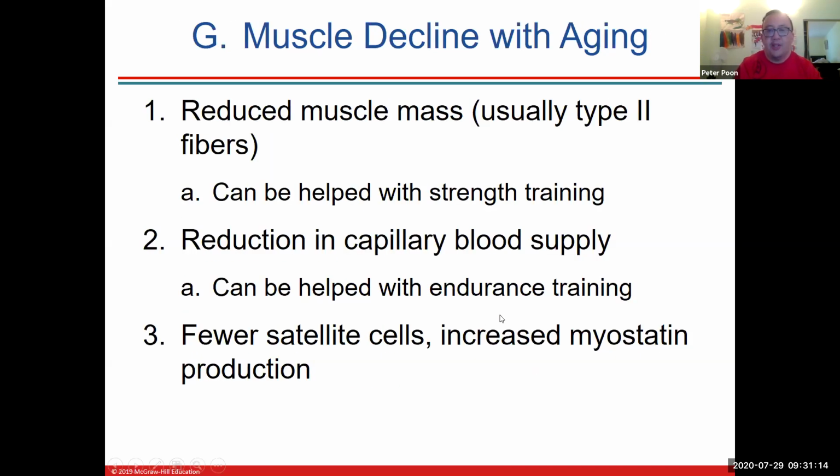Fewer satellite cells increase myostatin production. Myostatin inhibits muscle production. There are cattle that have a non-functional myostatin. Just Google that, and you'll be like, okay, that's like a cow on steroids. You'll see how big those things are.